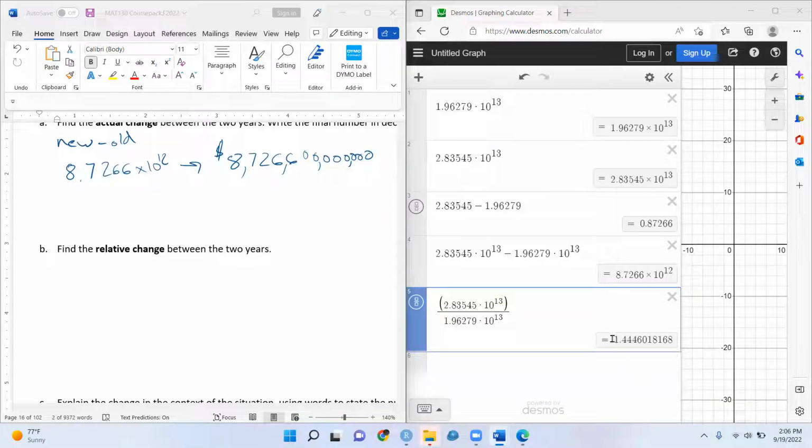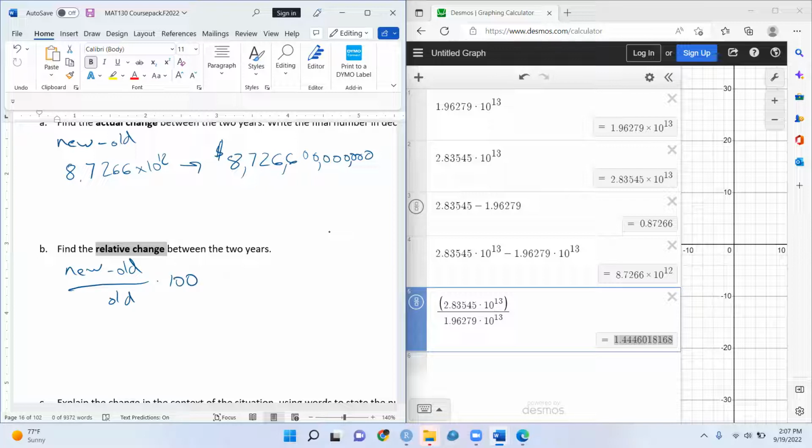So this answer isn't the correct answer for relative change. It's the number of times larger the 2021 value is than the 2016 value. What we want for relative change, which is a different number, and you're going to see how they're related, by the way, is new minus old divided by old, and then times 100 to turn it into a percent.